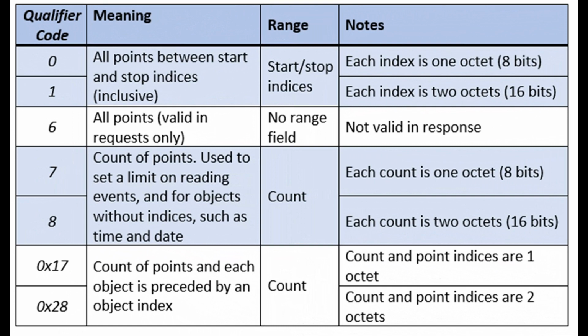The qualifier field follows the object and variation. It helps quantify which points are being addressed. The range field follows a qualifier and is different based on the qualifier code. For example, if the qualifier says I am going to ask for some number of events, then the range field defines what that number is. The range field may be omitted if not needed.